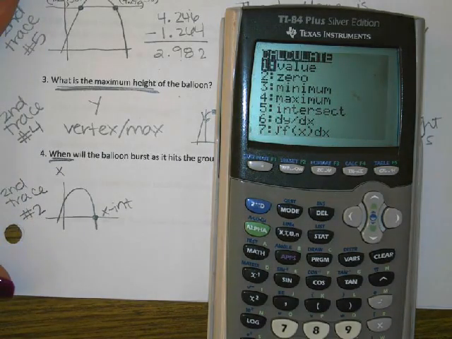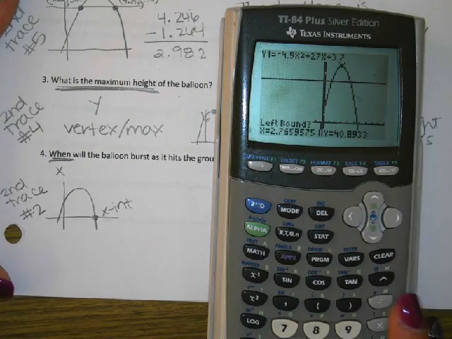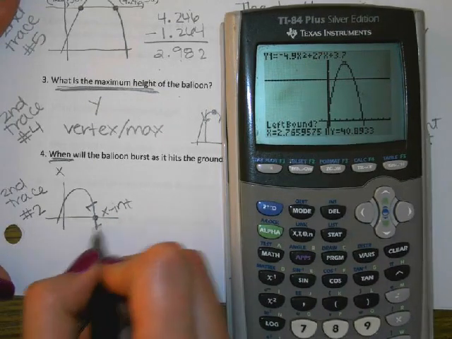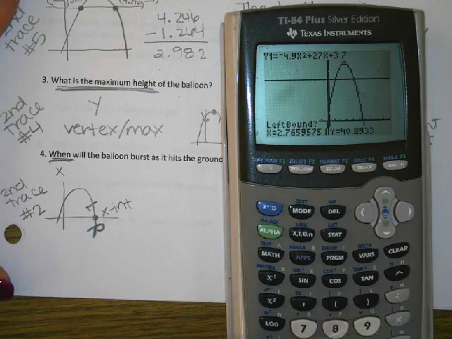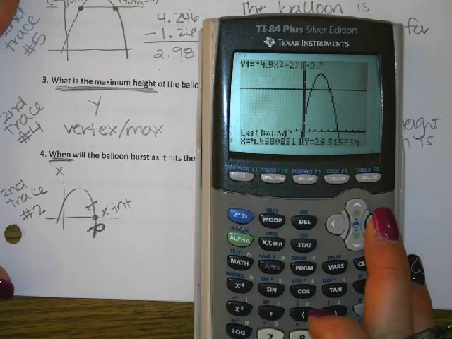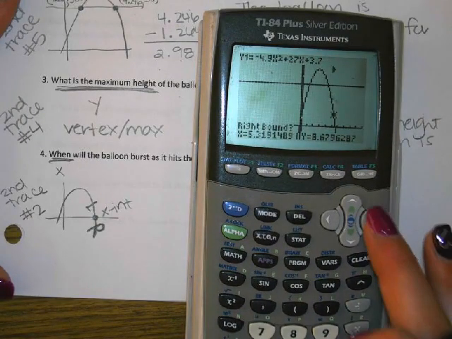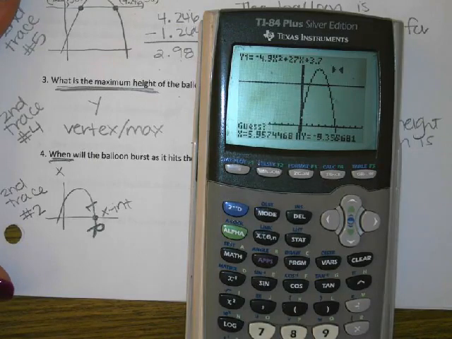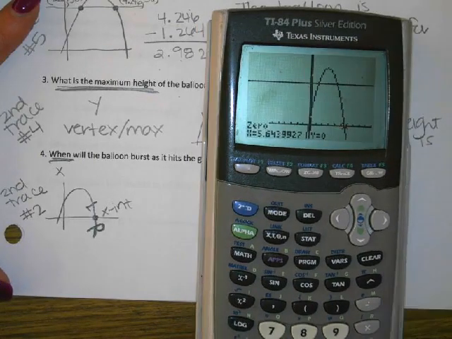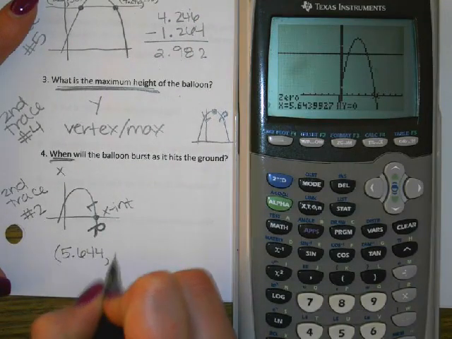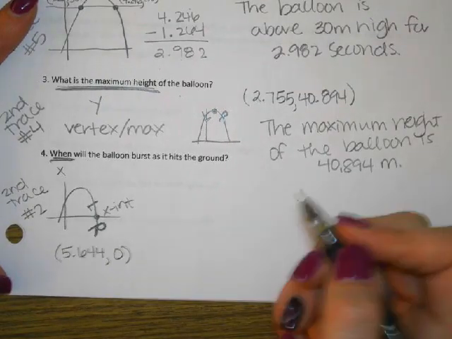Does anyone remember why it's called the 0 of the graph? Yeah, that's where the y value is 0. So the function itself equals 0 at that point. All right, so they're going to ask us for left bound, right bound. So here's our left bound. Here's our right bound. Left bound is somewhere on this side of the graph. Right bound is underneath the x-axis. And I got the point 5.6440. Okay, so what should I write?